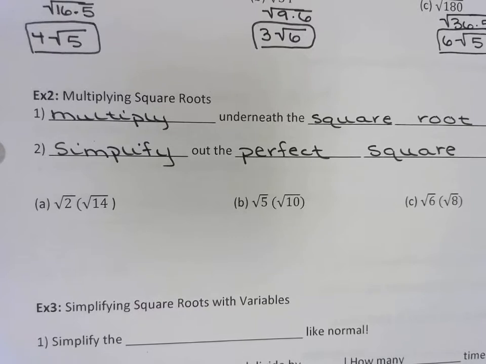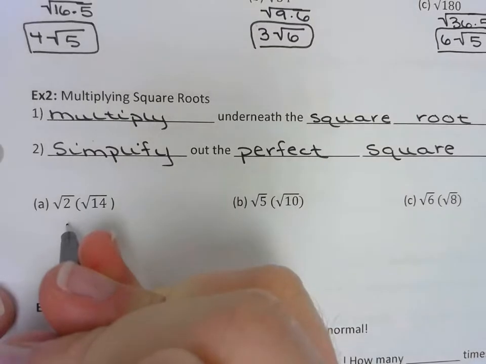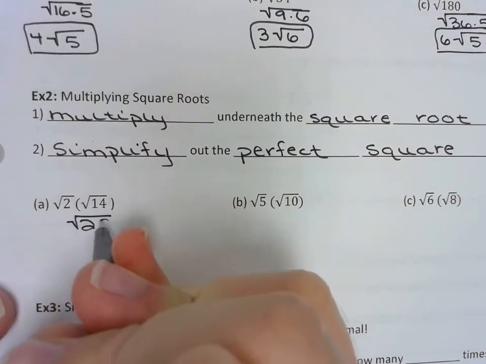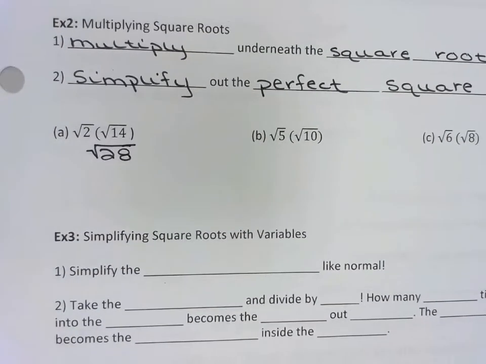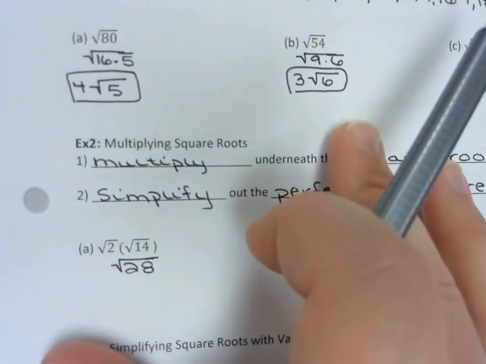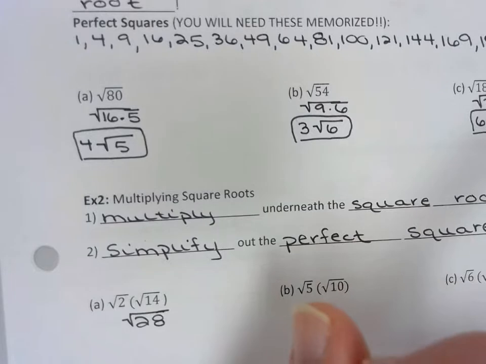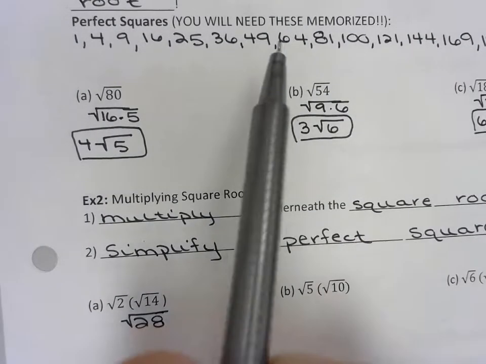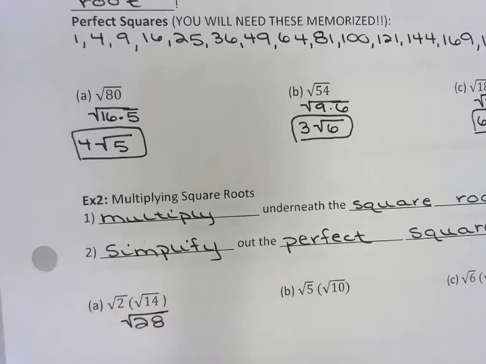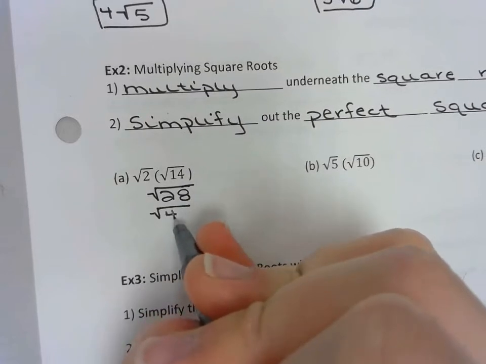So as I look at A, I have the square root of 2 times the square root of 14. If I am multiplying, you just multiply underneath the square root. What is 2 times 14? 28. So I want to have the square root of 28. So you just rewrite it as the square root of 28. So I go through and I look for a perfect square that goes into 28. So as I look at them, what is the biggest perfect square that goes into 28? You don't have to look at anything over 28, so 25 down is all you really need to look at. 4 times what? So I'm going to rewrite it as 4 times 7.